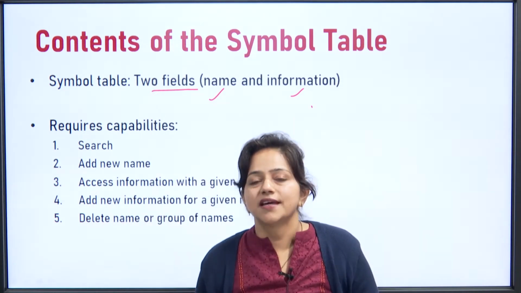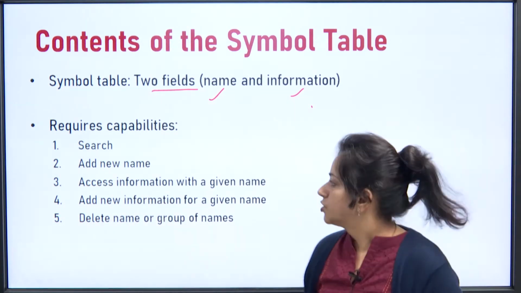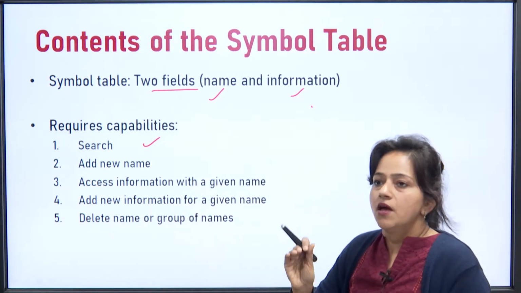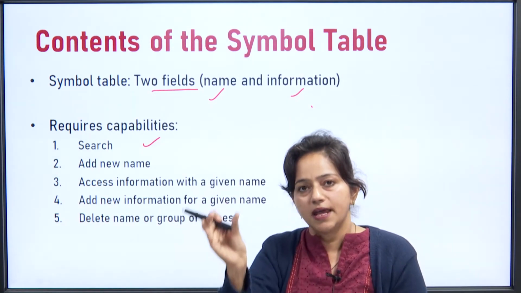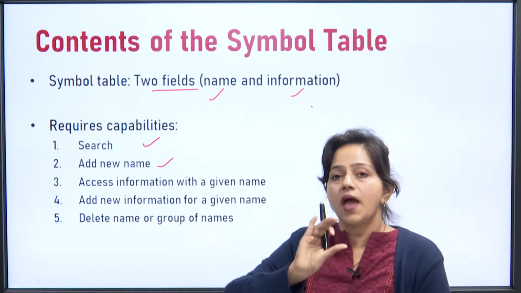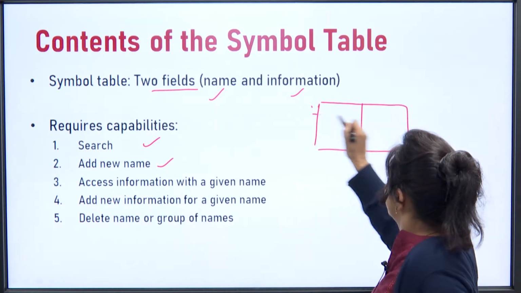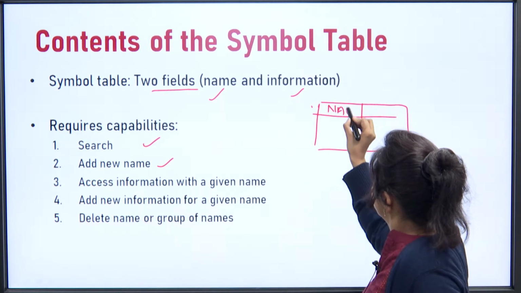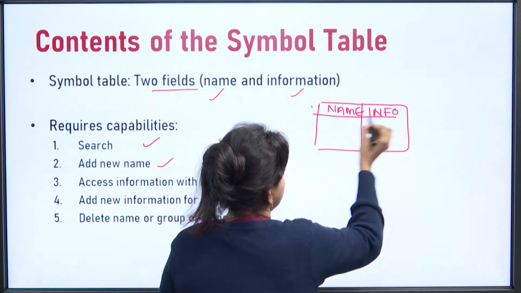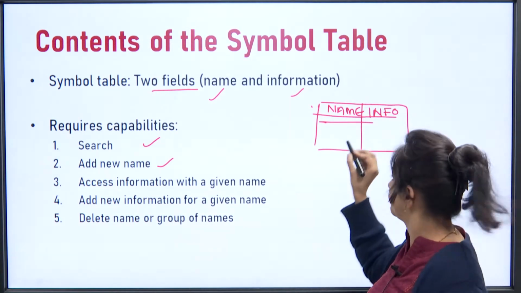Now, what actually is expected from the symbol table and what are the required capabilities. So, it needs to perform search operation, meaning we may require to search a particular name in the available records. Now, sometimes we may require to add a new name into the symbol table. We can imagine a symbol table looking like this. It is having name and here we have info, right. So, next is we may require to add a new name into the symbol table.